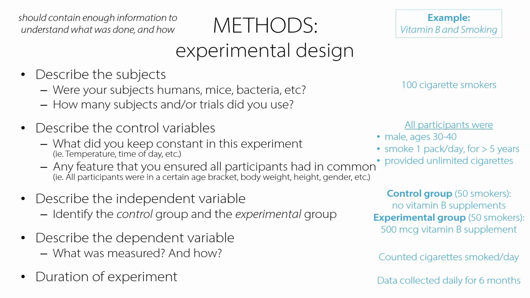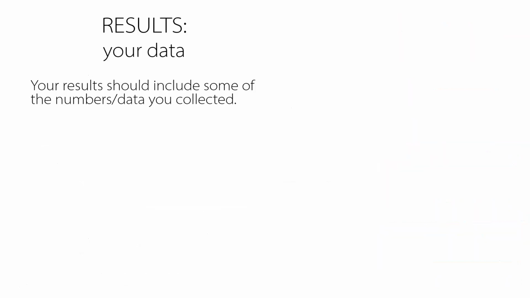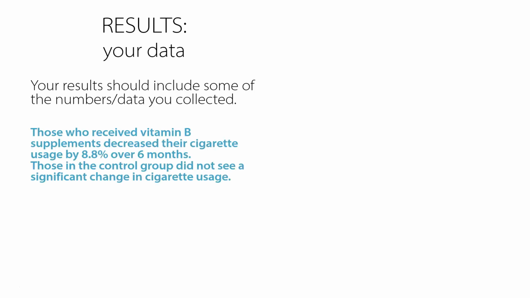So you collect data every day for 6 months. The results section should describe your data, and it needs to include some of the actual data you collected, some of the numbers. It might look something like this. Those who received vitamin B supplements decreased their cigarette usage by 8.8% over 6 months. Those in the control group did not see a significant change in cigarette usage.